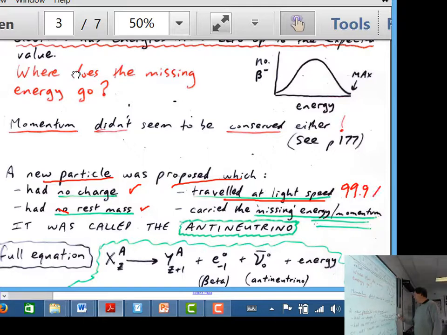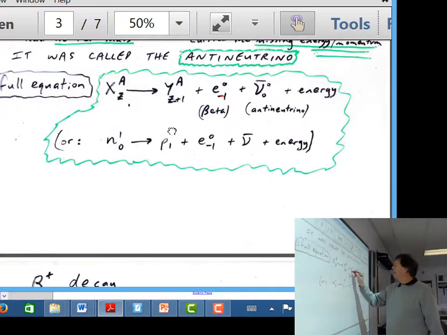So it can go up to 99.9%, I think it is, but it's not quite up to the speed of light, okay? And that carries the missing energy and momentum, alright? So it's called the antineutrino when you do it with an electron. So when you do it with an electron, you've got a minus sign there. You need to remember this is the antineutrino, you put a little dash above there, okay? And it's got 0 nucleon number and 0 charge.